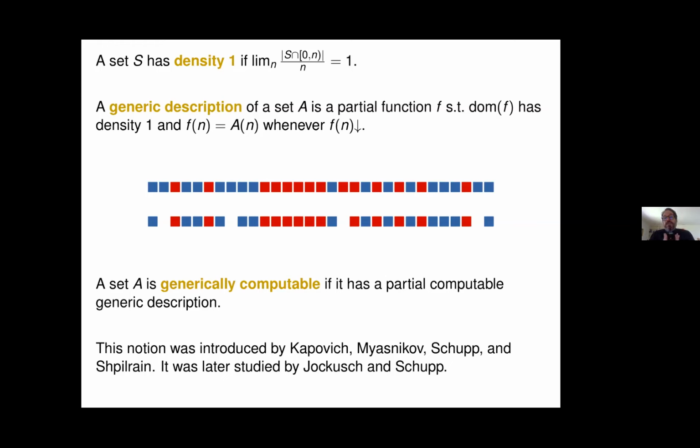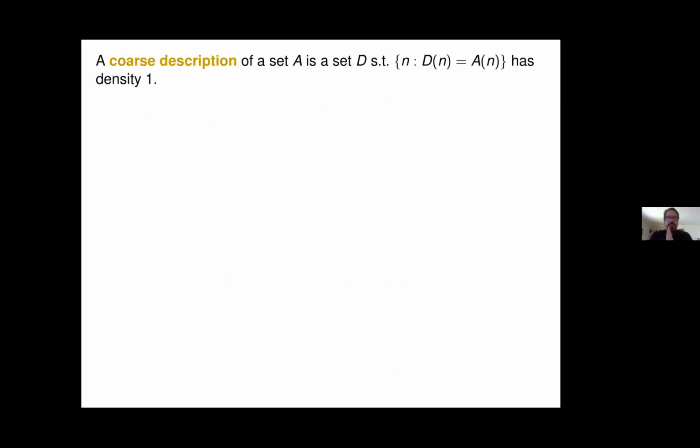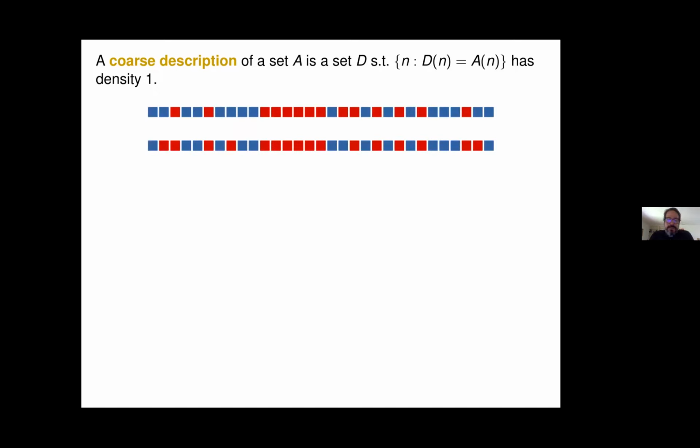Now, this is not the only notion of almost everywhere computability. There are other ones that have been studied. So one that also was looked at by Jockusch and Schupp is the notion of coarse computability, coarse descriptions. So if a generic description is one that always has to give the right answer, except sometimes it doesn't give an answer, a coarse description is one that always has to give an answer, but sometimes can lie. So a coarse description of a set A is a total 0,1 valued function, D, that is equal to A on a set of density 1. So again, we have our set A, and now we have our coarse description. If you look carefully, you'll see there's a few sparse places where the colors are different. So that's a coarse description.